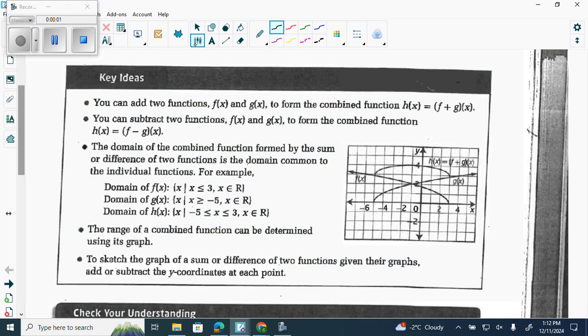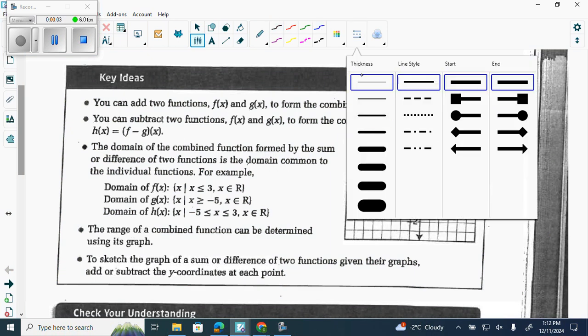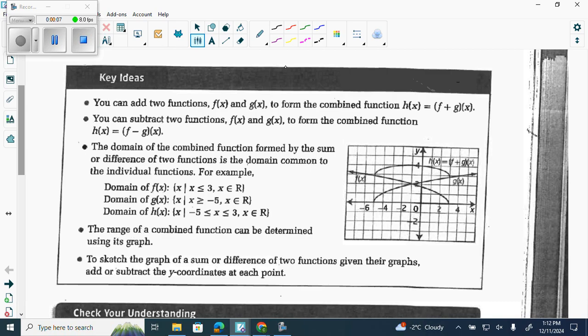When we talk about adding and subtracting functions, you're going to need paper because it's just like the textbook pages. So it says you can add two functions, f of x and g of x, to form the combined function h of x equals f of x plus g of x. If it's written like this, we will rewrite it as h of x equals f of x plus g of x.